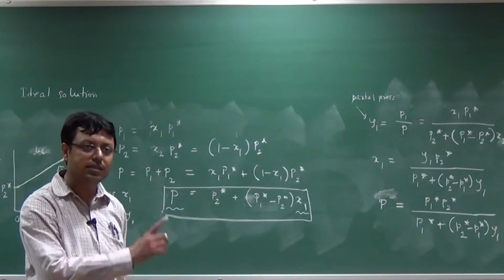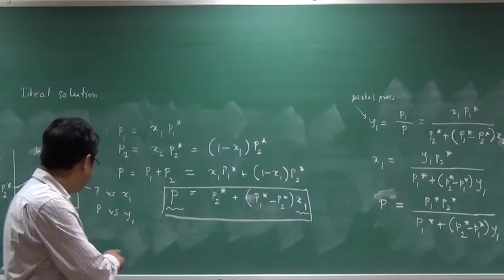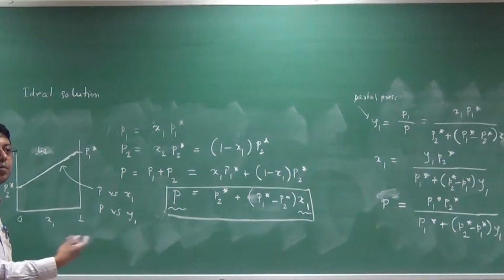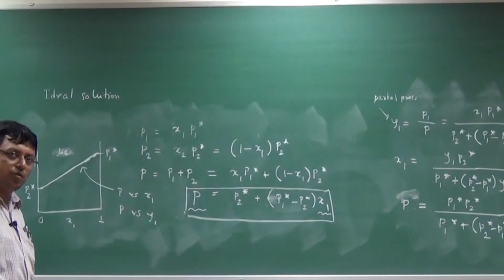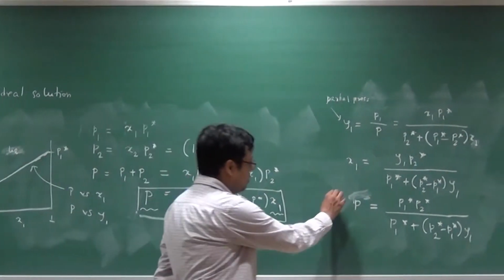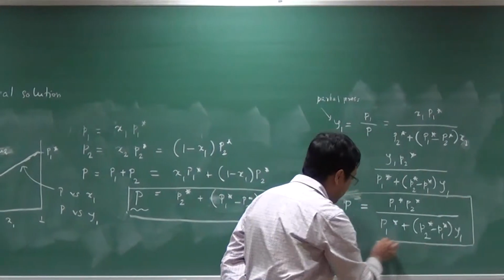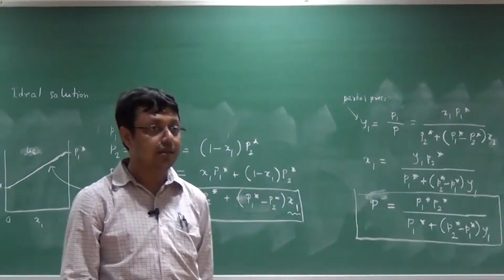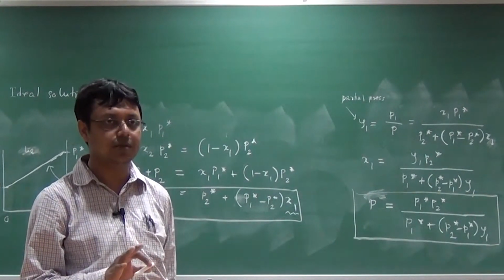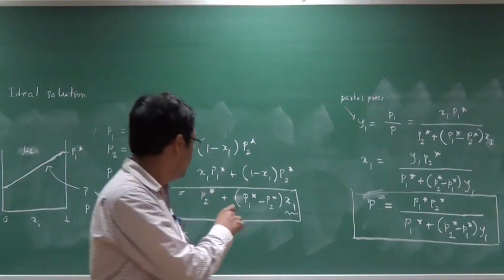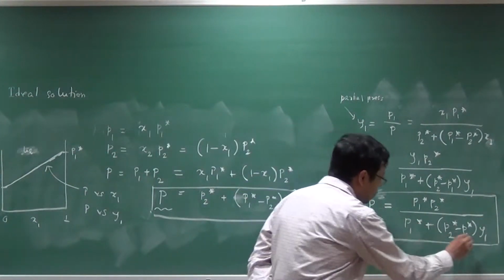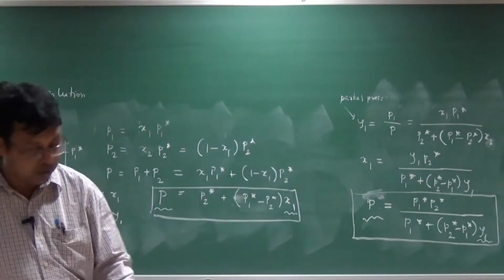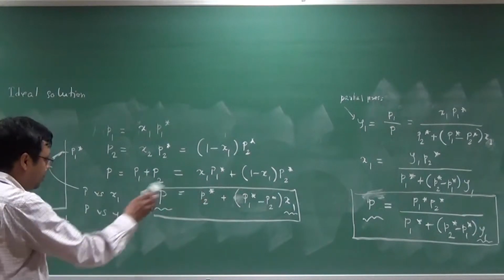Now I will just plot the same thing, but instead of x1, I'll have the variable as y1, which is basically the partial pressure of the component. Now I'll plot this. But these equations are equivalent equations, not exactly identical, because this is the equation which is telling how the pressure is varying with y1. Now let us have a look at how that plot will look.